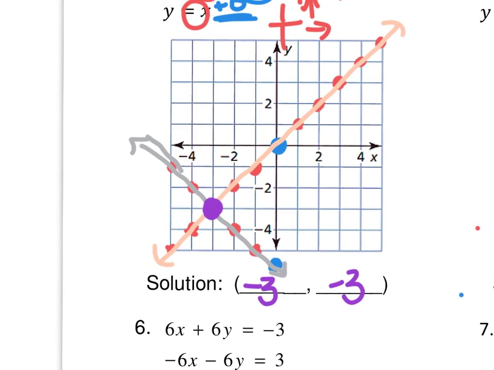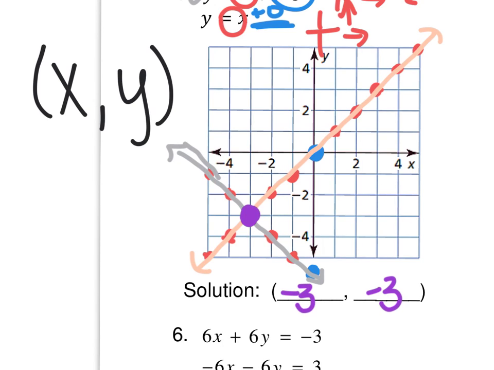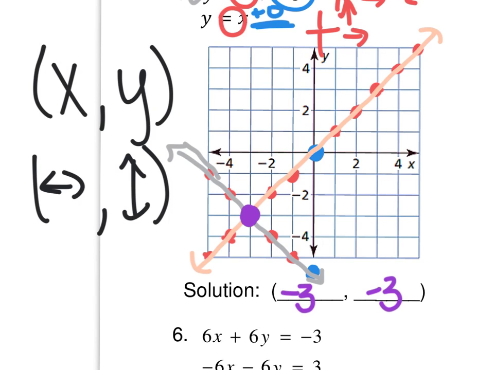Remember, when I plot points, it's an x and a y value. First, I go left or right, and then I go up or down. When I'm plotting points, I first go left and right, then I go up and down. So my solution to this system is -3, -3.